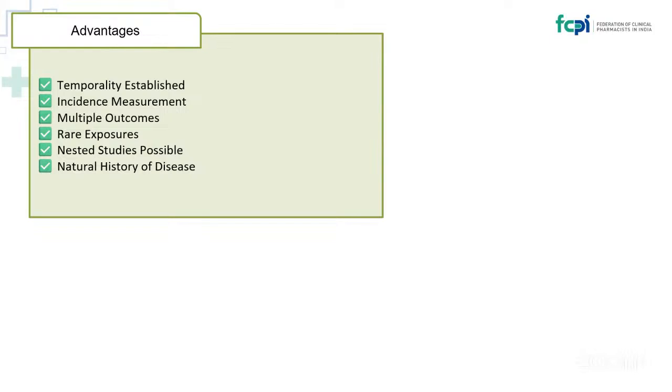Now, the cohort study is a base study. It can also help to conduct a nested study. Nested study means we will take a small portion of a cohort study and conduct a separate study. That is what is meant by the nested study. So nested studies are possible from the cohort study, and it will help to understand the natural history of the disease as well.